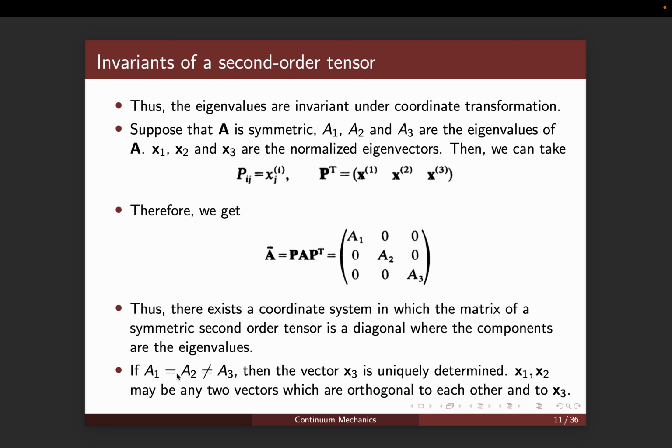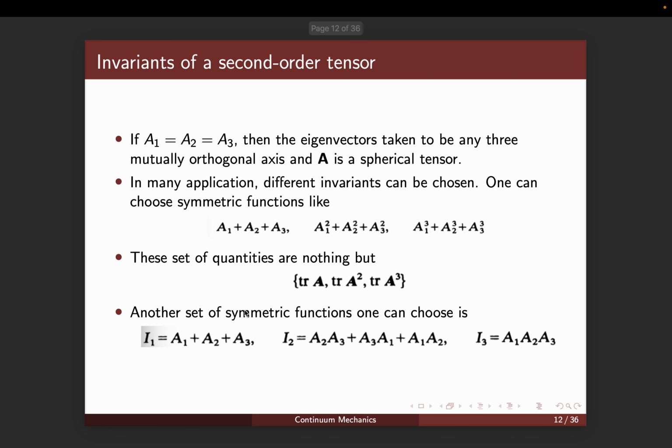Let's say lambda1 is equal to lambda2 and lambda3 is different from lambda1 and lambda2, then only the vector x3 is uniquely determined. The x1 and x2 may be any two vectors which are orthogonal to each other and also to x3. Let's say lambda1, lambda2, lambda3 all of them are equal, then the eigenvectors can be any three mutually orthogonal directions, and A will be the spherical tensor which is invariant in any coordinate system. The components will be the same.